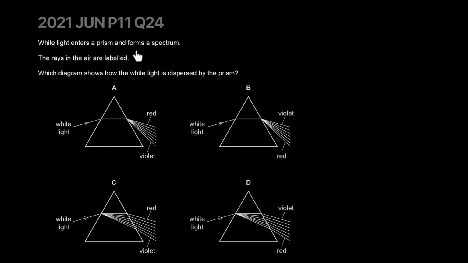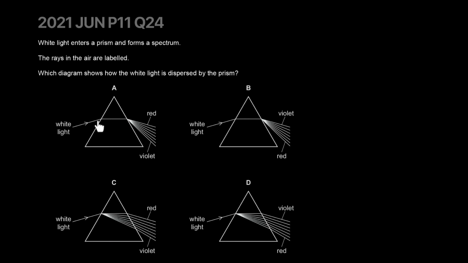White light enters a prism and forms a spectrum. The rays in the air are labeled. Which diagram shows how the white light is dispersed by the prism? So what happens is, white light is made up of 7 different colors of light, and they're mixed together, so we see it as white.